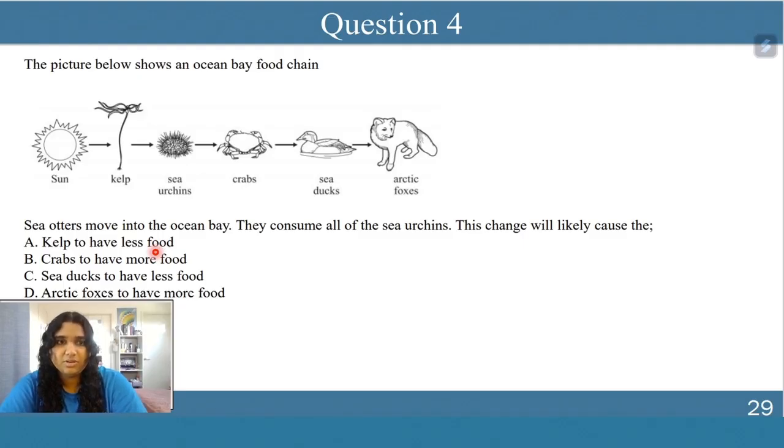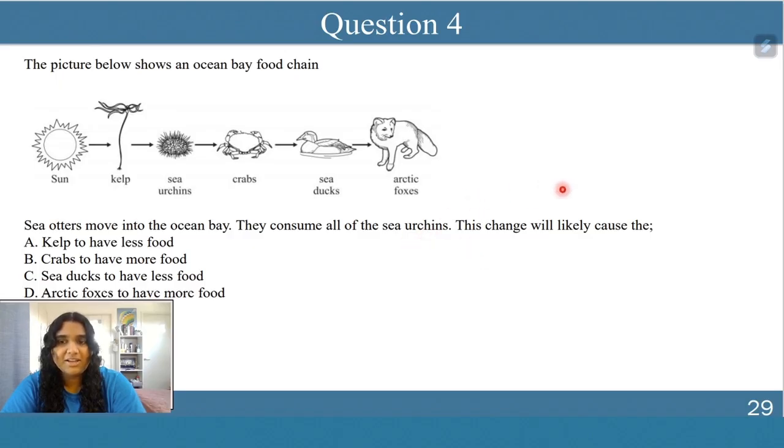Question number 4. The picture below shows an ocean bay food chain. We've got sun being consumed by kelp, then coming to sea urchins, crabs, sea ducks, and then finally Arctic foxes. Sea otters move into the ocean bay. They consume all of the sea urchins.